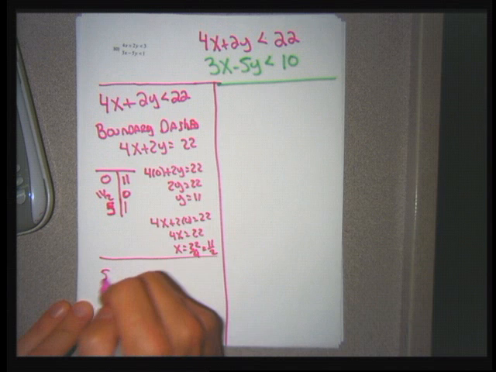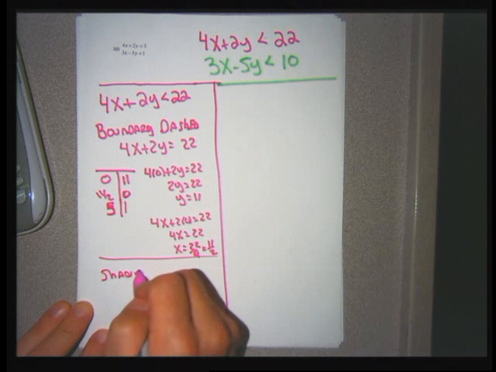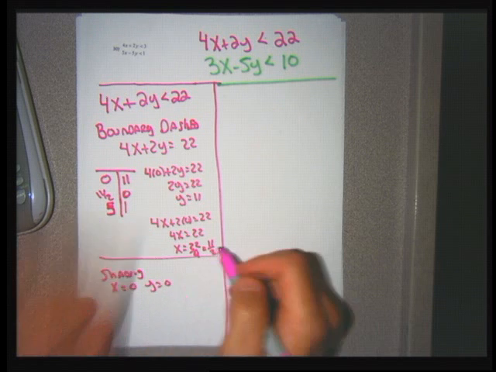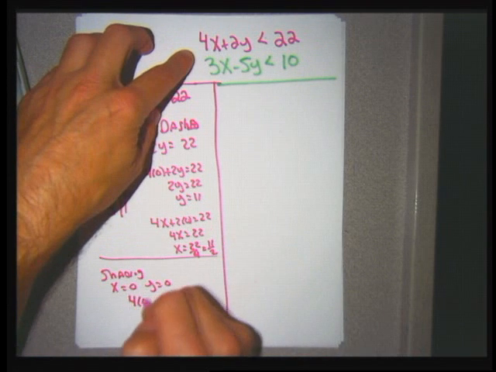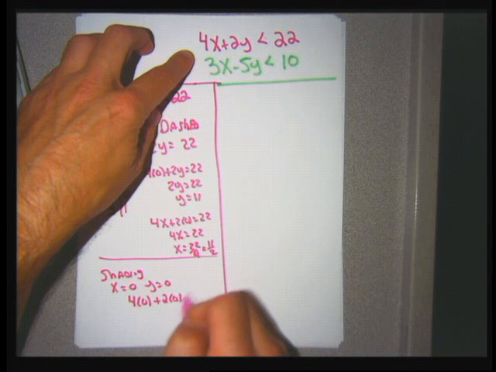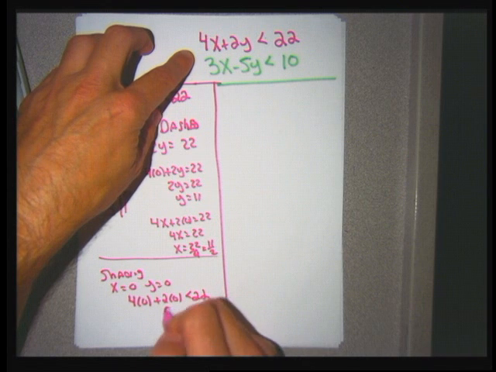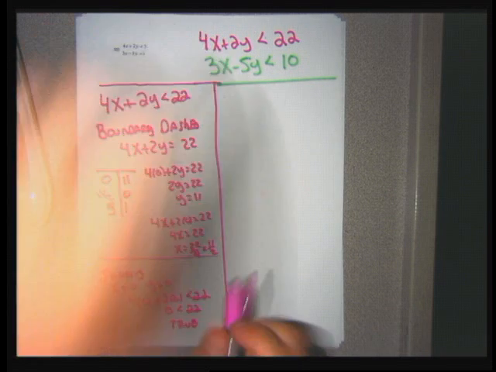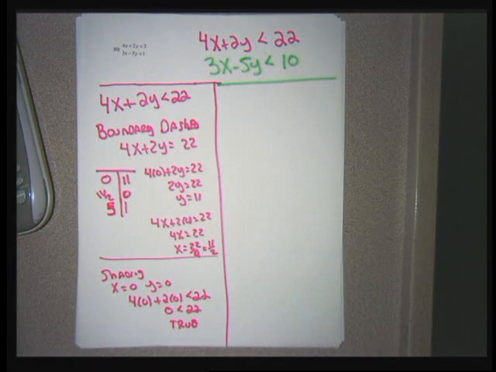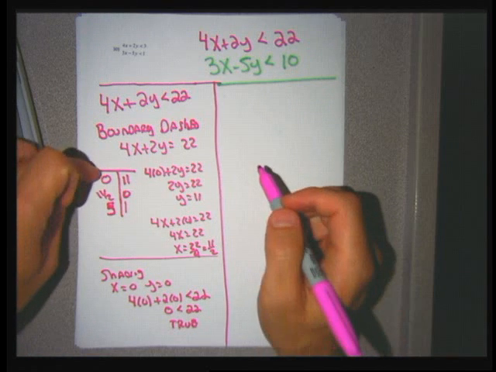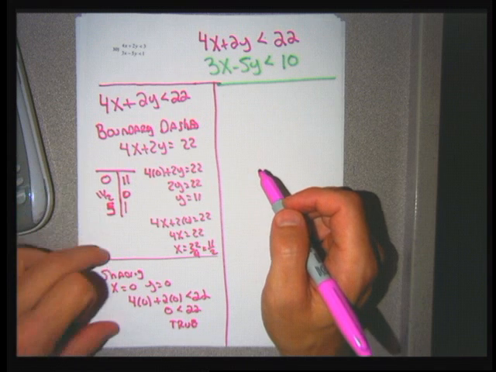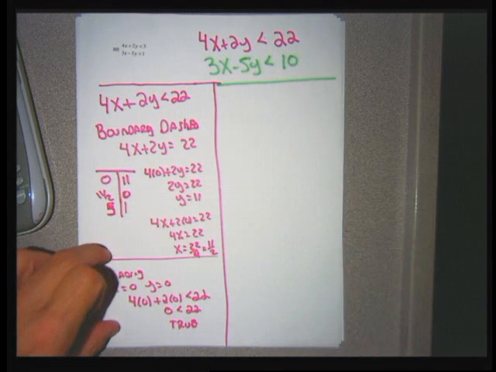So for shading for this one, I'm going to go x equal to 0, y equal to 0. Into this, I'm going to go 4 times 0 plus 2 times 0 is less than 22. This gives me 0 is less than 22. That's a true statement, so the point 0, 0 is on the true side of the line. So I'm going to draw the points 0, 11, 5.5, 0, 5, 1, and mark the side with 0, 0 as the true side of the line. The side without 0, 0 is the false side of the line.